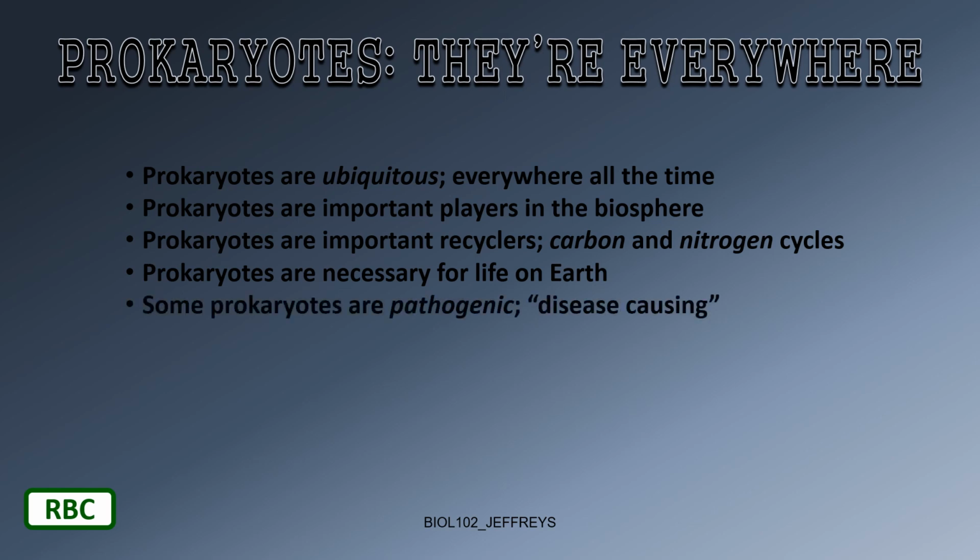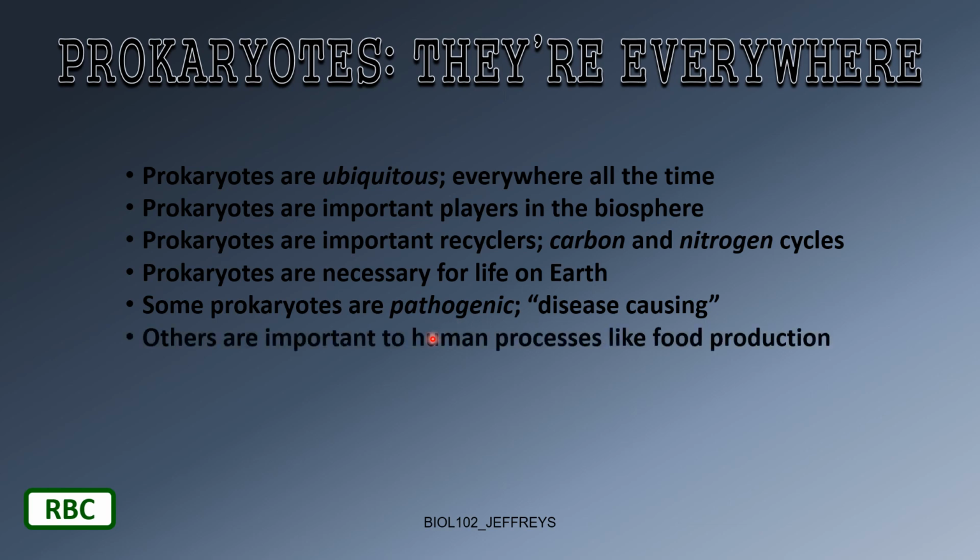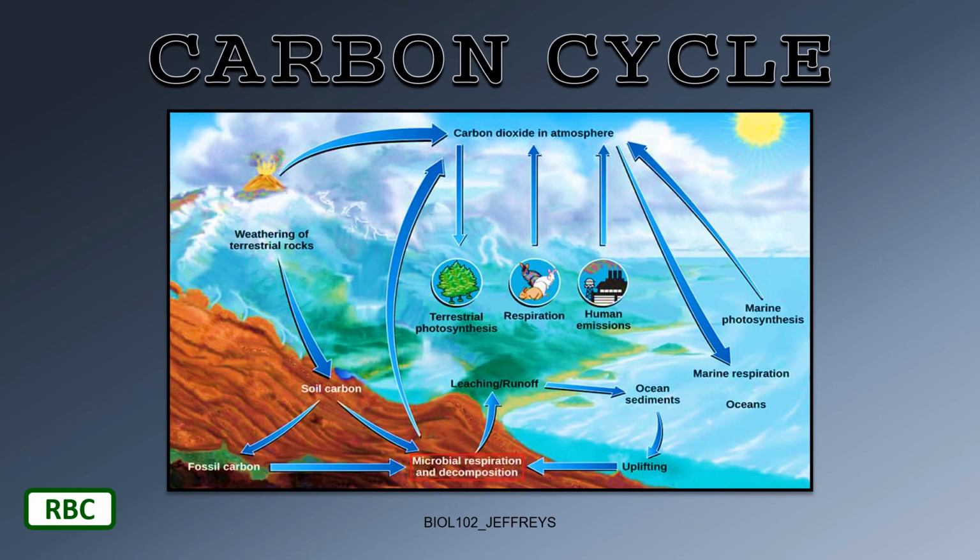Some prokaryotes are pathogenic. Pathogenic means disease-causing. Pathos refers to disease. Genic comes from genesis, which means to create. So these are organisms that create disease. Other bacteria and prokaryotes are important to human processes like food production.